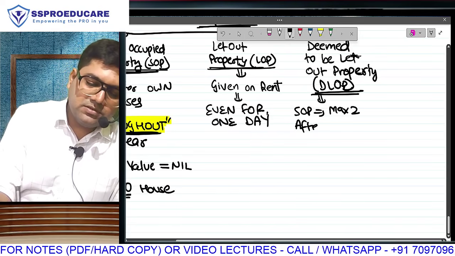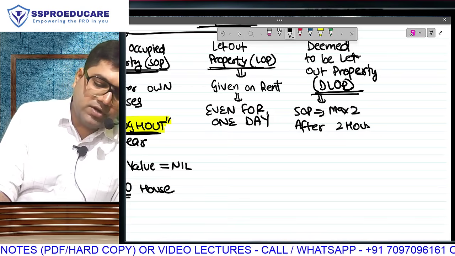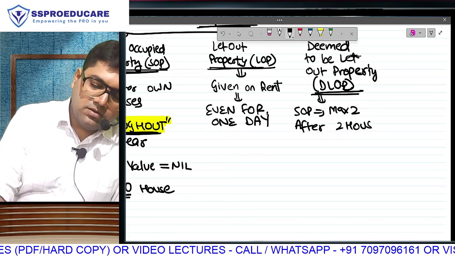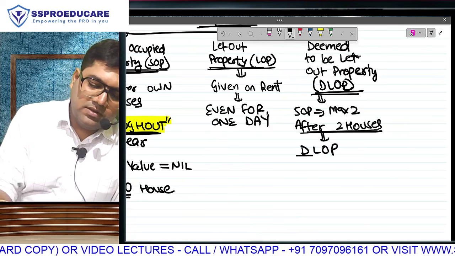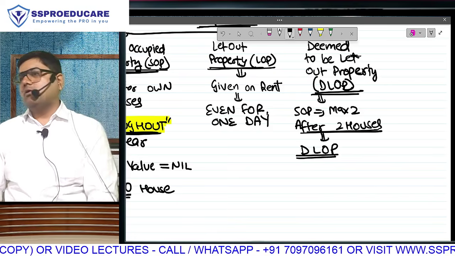After 2 houses, whatever is left, whether you give on rent or you don't give on rent, the property will be deemed to be let out property.